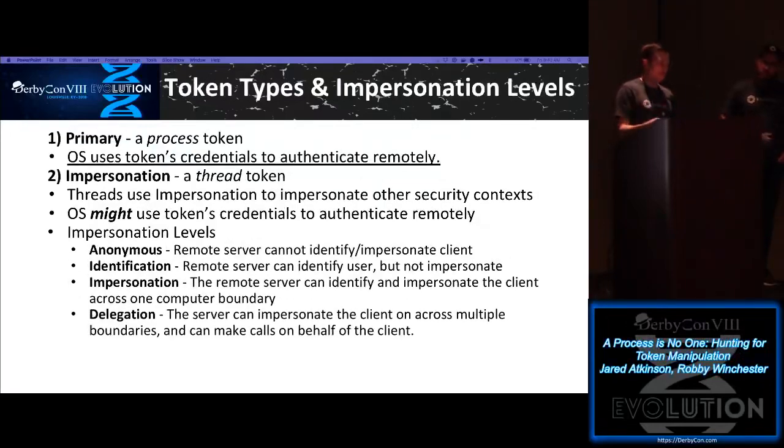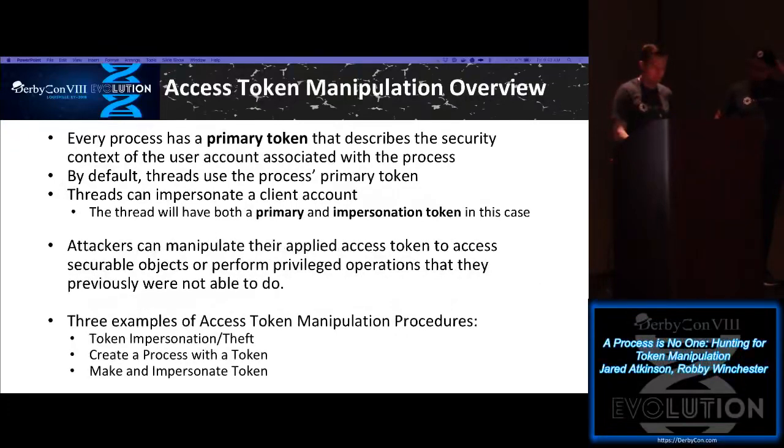And then finally, the token types and impersonation levels. So there's 2 general types of tokens. There's a process token, the primary token, and then there's impersonation tokens, which is a thread token, essentially. Each thread can have an impersonation token. Now, it might use the primary token, but it also could potentially use an impersonation token, and there are legitimate reasons for that, which Jared's going to get into in a little bit. So I'll hand it over to Jared.